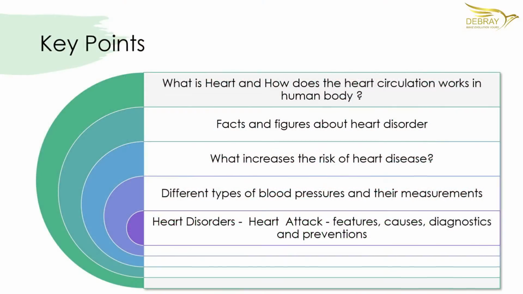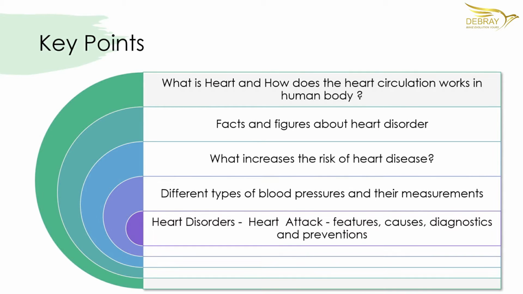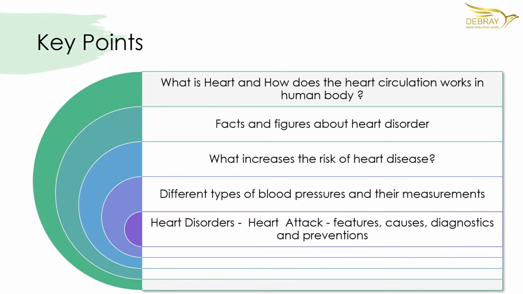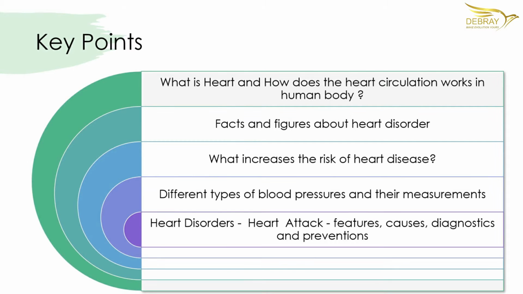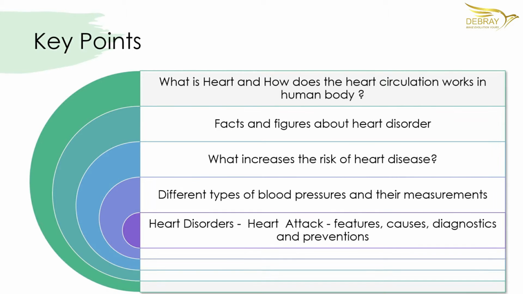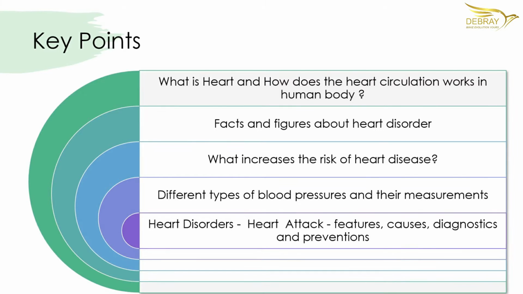In this module, I will talk about what the heart is and how heart circulation works in a human body. I will talk about different types of blood pressures and their measurements, and heart disorders like high blood pressure and heart attack, angina and stroke with their respective features, causes, diagnostics and preventions. However, to keep the video to a reasonable length, I will include the angina and stroke with their respective features, causes, diagnostics and preventions in the next part of the same module.